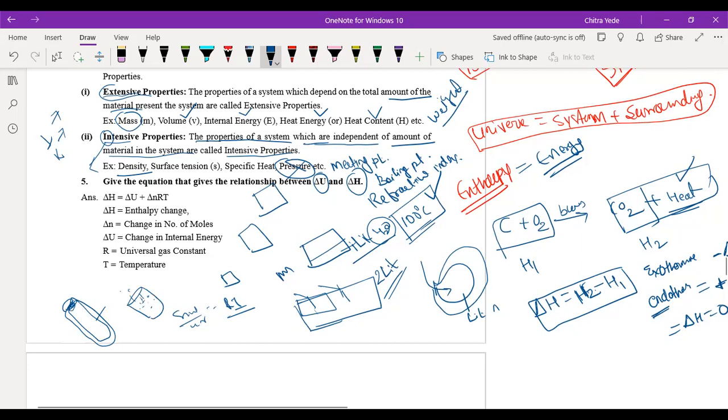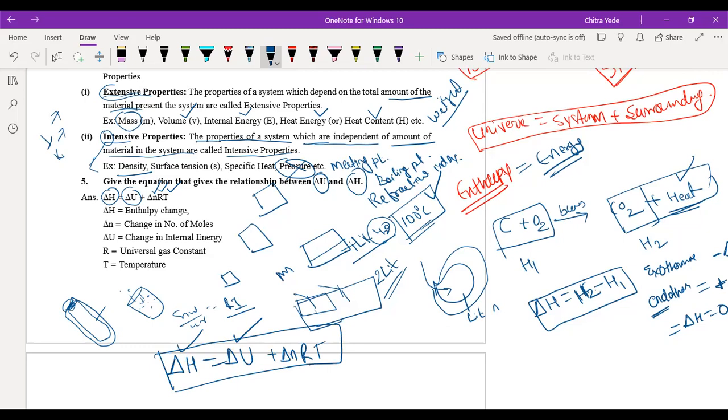So here, if you want to calculate the change in enthalpy from internal energy, T is the temperature, R is the universal gas constant, and del n means change in number of moles. So this is the relation between del H and del U. Del H means change in enthalpy, del U means change in internal energy, del n means change in number of moles, R is the universal gas constant, and T is the temperature. This is the equation which gives the relationship between del H and del U.